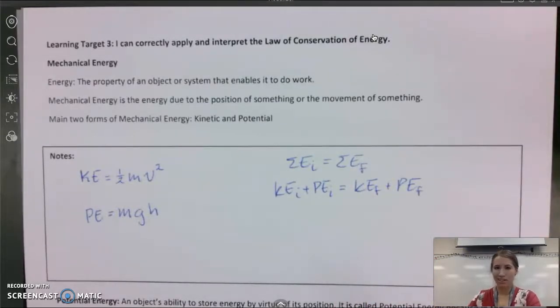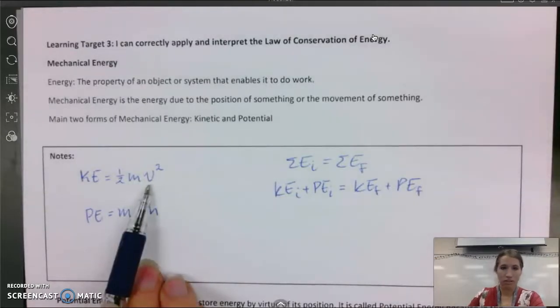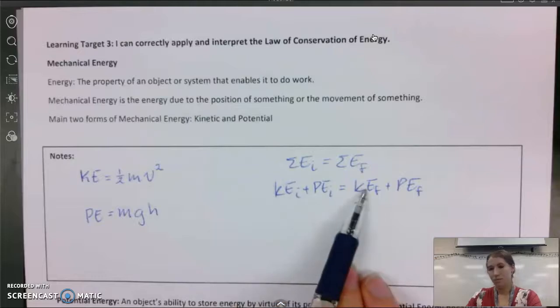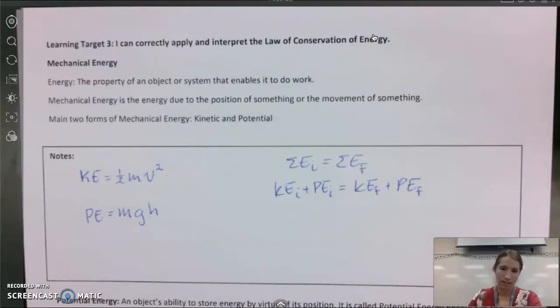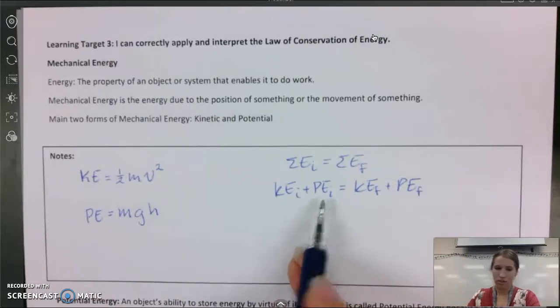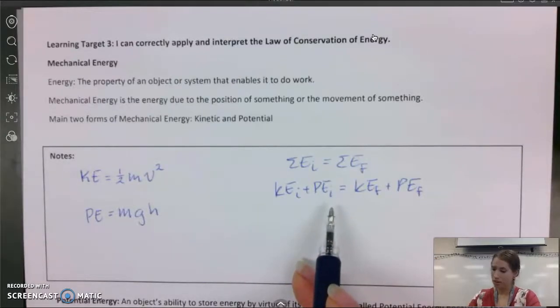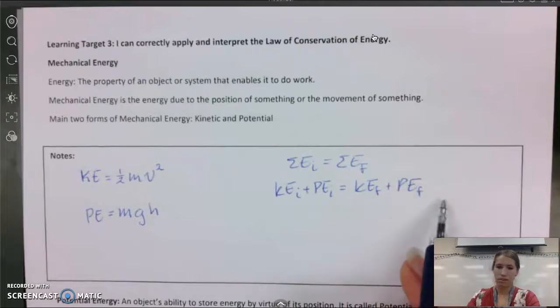If in the initial condition we don't have a velocity, if velocity is 0, then we wouldn't have any initial kinetic energy. Same thing for the final. If in the final condition the object doesn't have any velocity, then it doesn't have any kinetic energy. And then height is the component that we're going to be focusing on for potential energy. If it starts out on the ground and the height is 0, then it wouldn't have any initial potential energy. But if it's raised up onto a shelf and now it has height for the final condition, then we would have potential energy final.